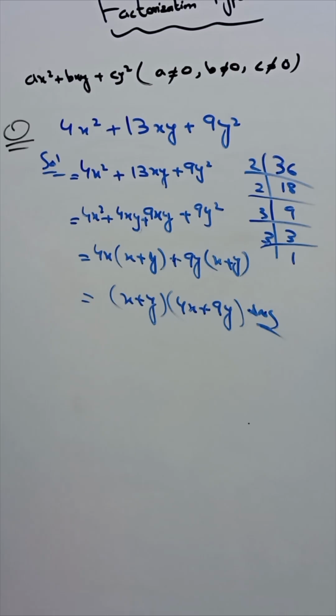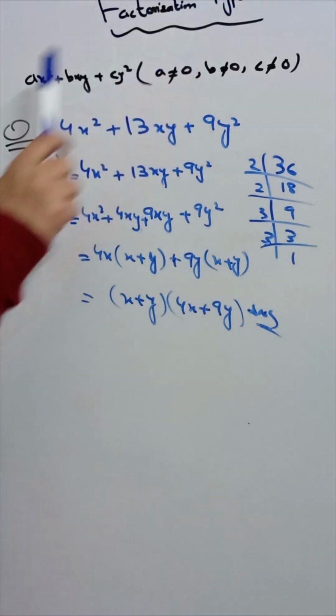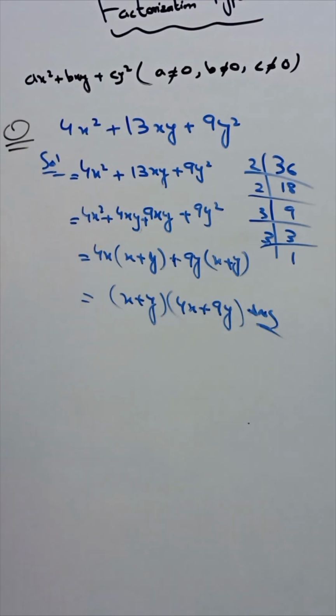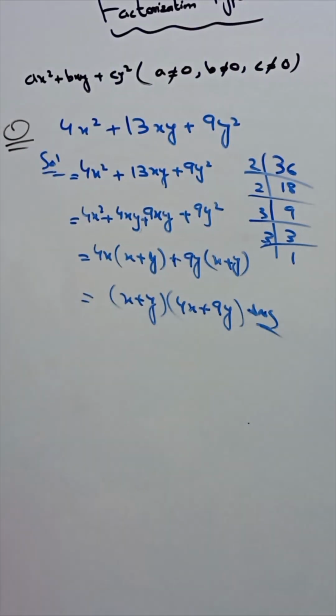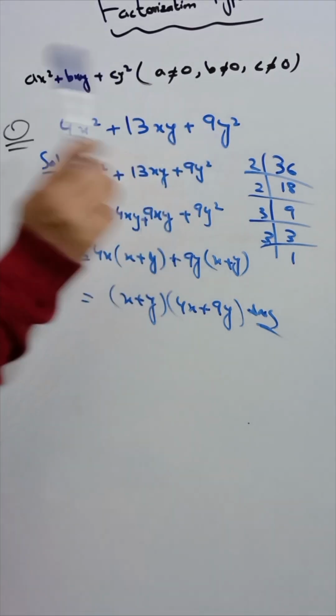Right now we are doing factorization of type 5. So let's begin. What is type 5? ax square plus bxy plus cy square, where a is not equal to 0, b is not equal to 0 and c is not equal to 0. Alright. So the question is 4x square plus 13xy plus 9y square.